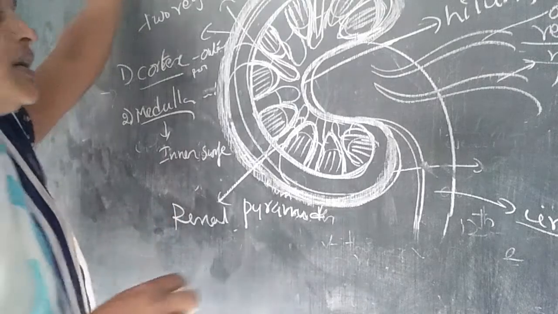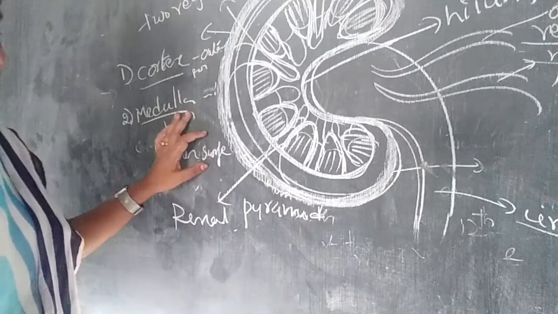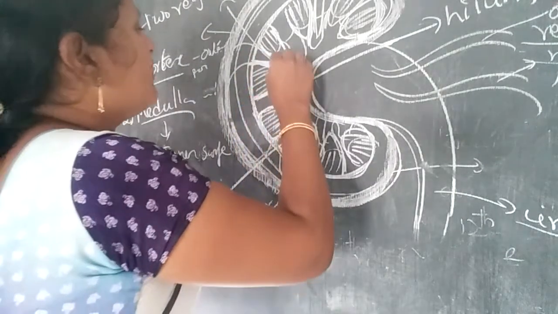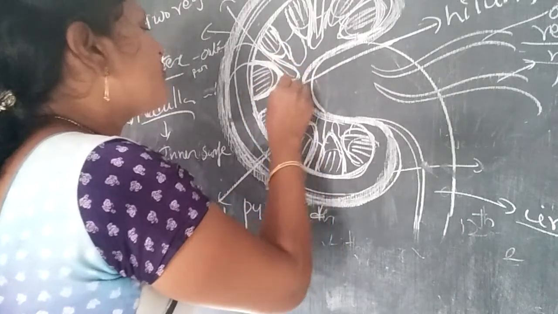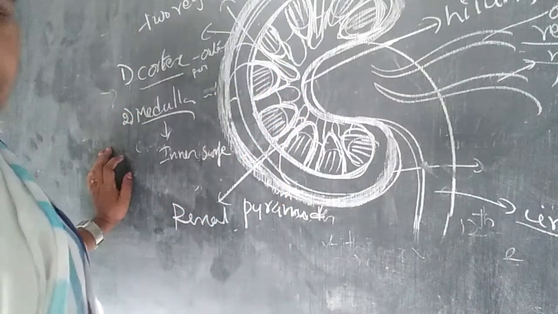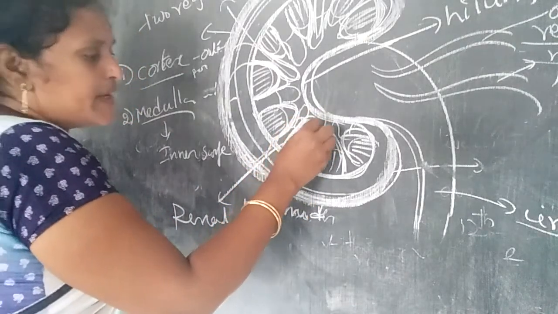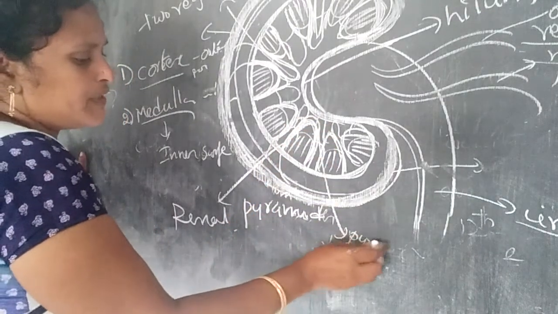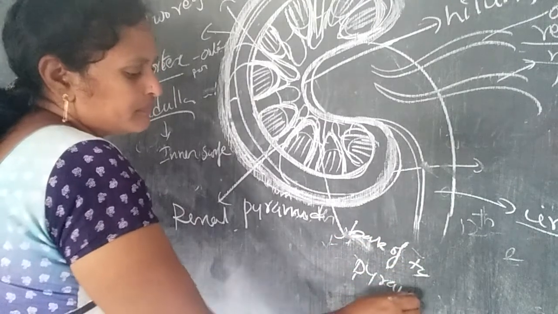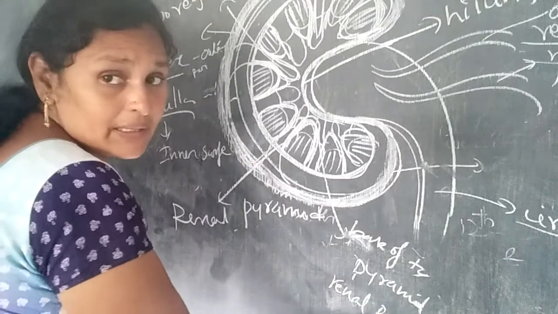Why is it called the columns of Bertin? Because these look like column-like structures. And at the base of the pyramid, the projections of cortex and medulla fuse together. That fusion of cortex and medulla is called the renal papillae.